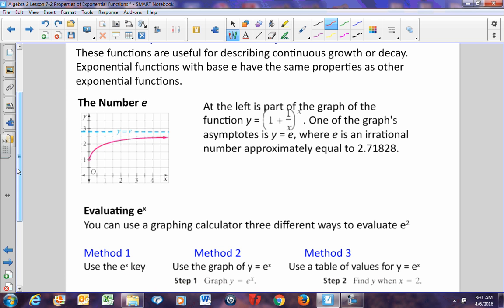Yes, there is an e key on the 84. You just have to find the e key, and e is right above your division sign. So you hit second, e, and then hit the division sign, and you hit e. Okay?